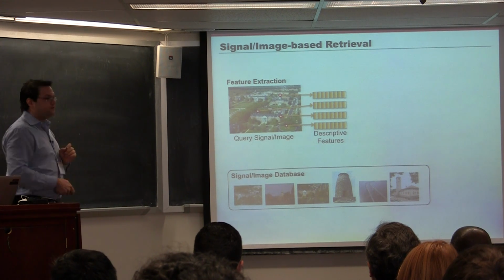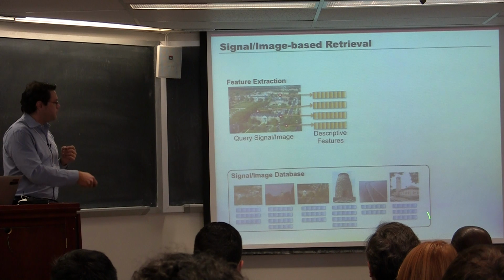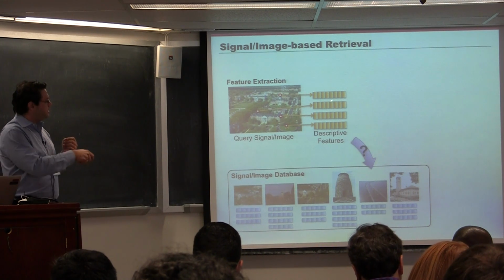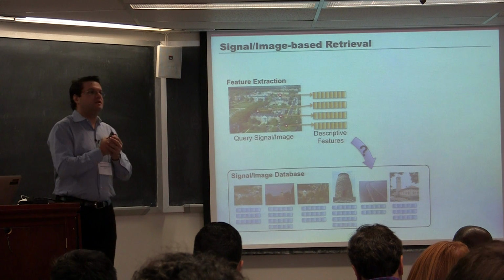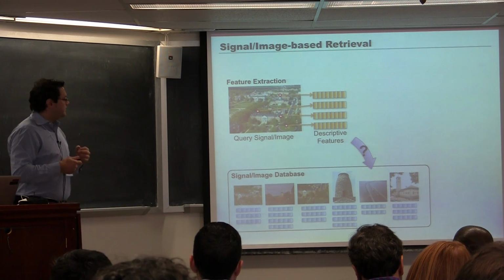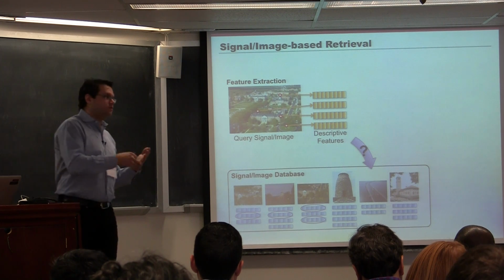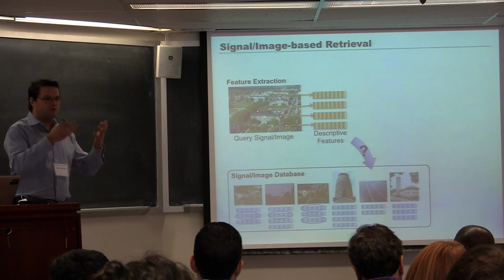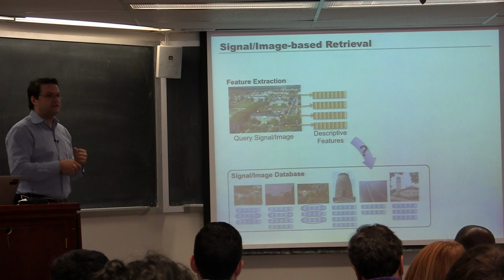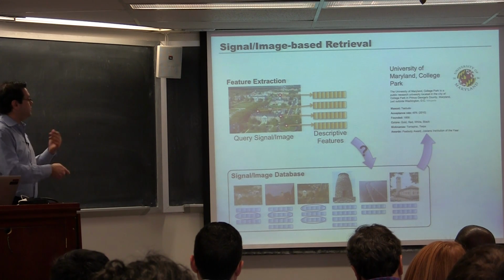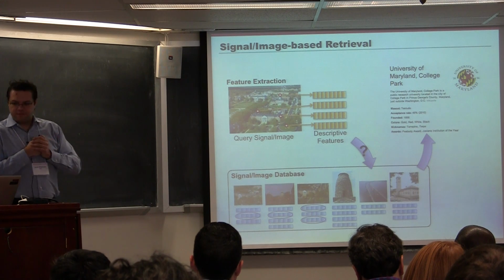So you extract descriptive features, and you use those features to query your database. So you do the same thing in your database. You have the same features, and then you ask your database, find similar features. There are several ways to do that, like support vector machines, nearest neighbors, all sorts of inference methods. But you find similar features, and from that you get an answer that this is a picture of the University of Maryland. Okay?